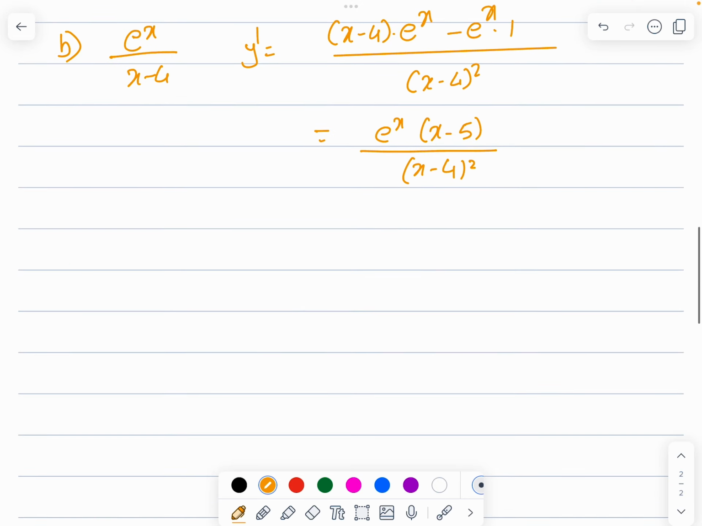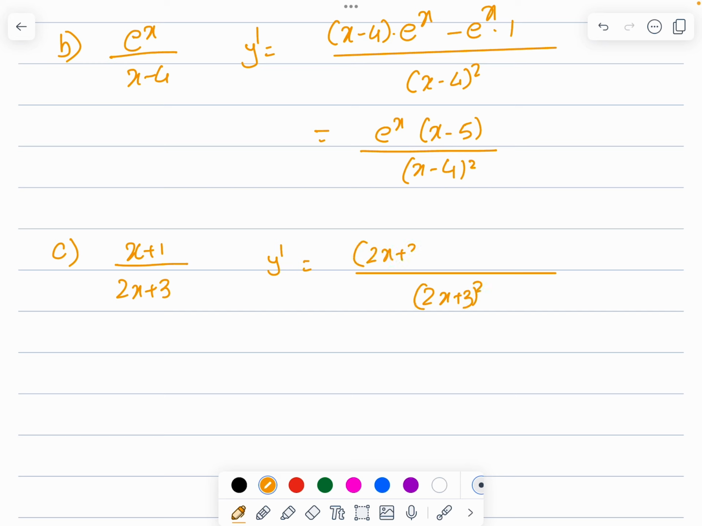Next, coming to part C, x plus 1 upon 2x plus 3. So y prime will be 2x plus 3 whole square below, 2x plus 3 times the derivative of x plus 1, which is 1, minus x plus 1 times the derivative of 2x plus 3, which is 2. Simplifying further, I am directly writing the answer: 1 upon 2x plus 3 whole square.